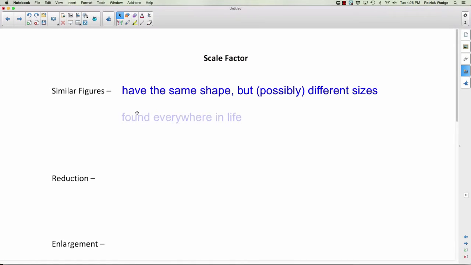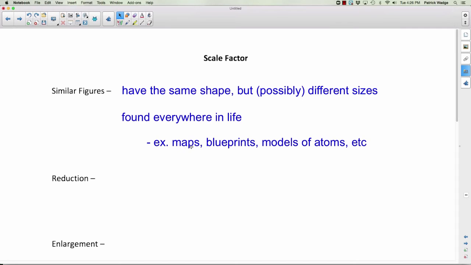Okay, so similar figures are found everywhere in life. Think about things like maps, blueprints of buildings that architects make, models of atoms. When you draw a map of Canada, hopefully your map's going to look just like the real Canada. It's going to have the same shape as the country of Canada, right? It shouldn't look completely different. That wouldn't make sense. But it's certainly not going to be the same size as Canada. You don't have a piece of paper that big.